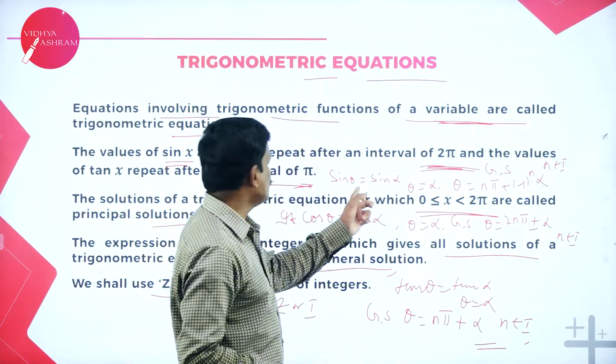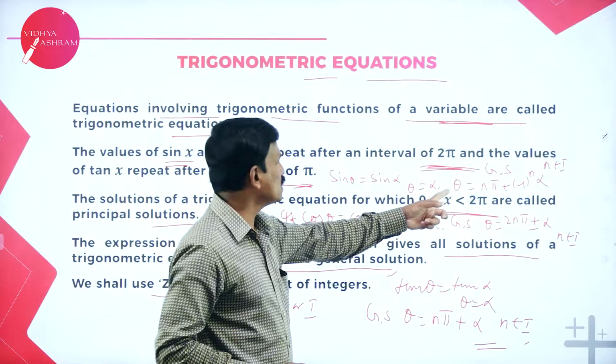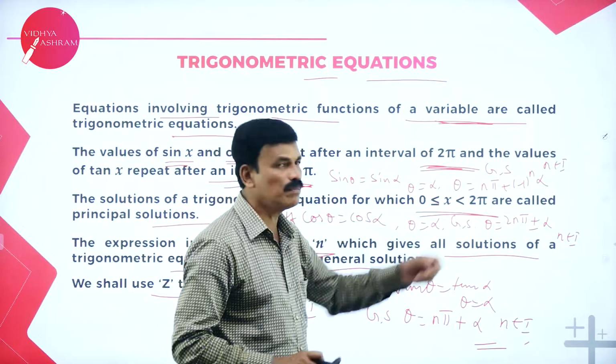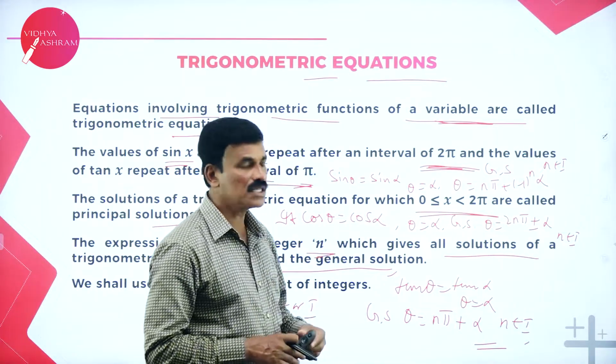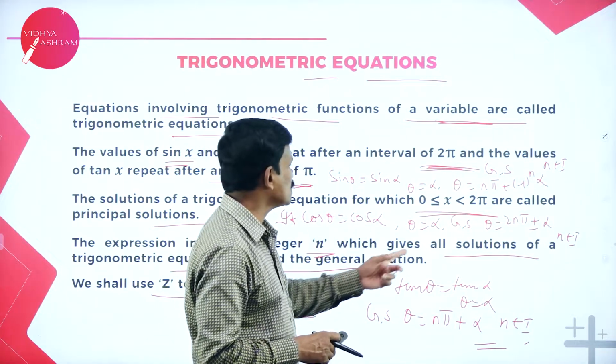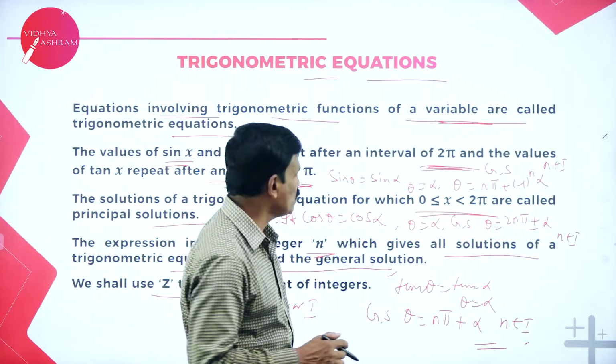Here, if sine theta is equal to sine alpha, then the general solution is theta is equal to n pi plus minus 1 to the power of n into alpha. If cos theta is equal to cos alpha, then the general solution for cos theta is 2n pi plus or minus alpha.